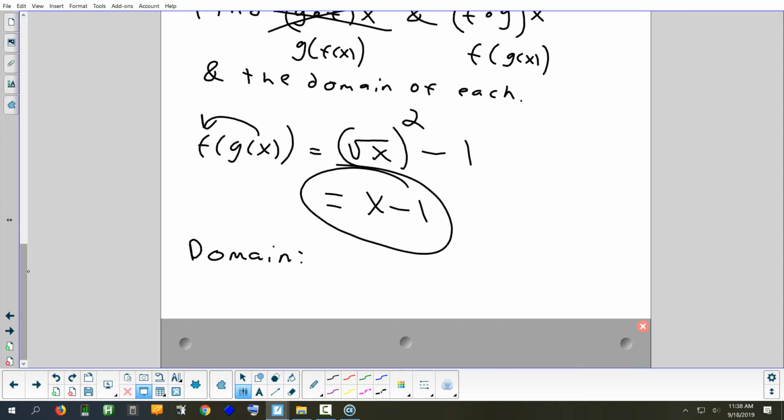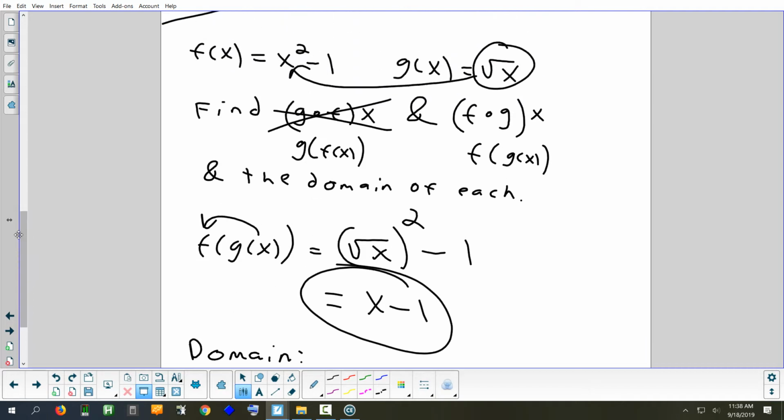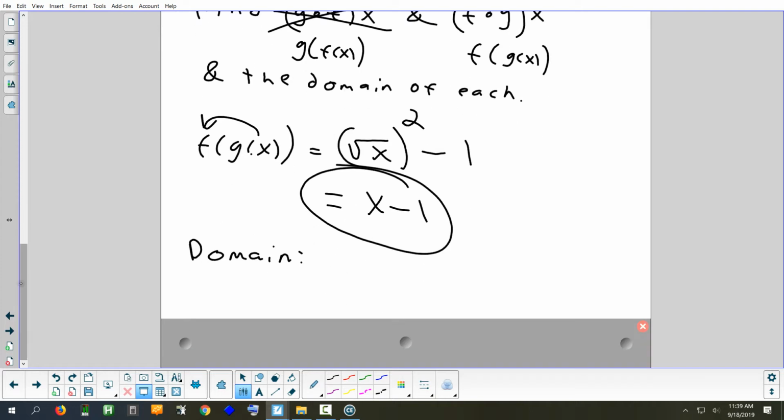There's no restriction here. You can take any number you want and subtract 1. So the only restriction in this domain comes from the original inside function. The original inside function was a square root, so it had to be greater than or equal to 0. Somebody looking at the final answer wouldn't know that, because they wouldn't have known where this came from. But we know where it came from.